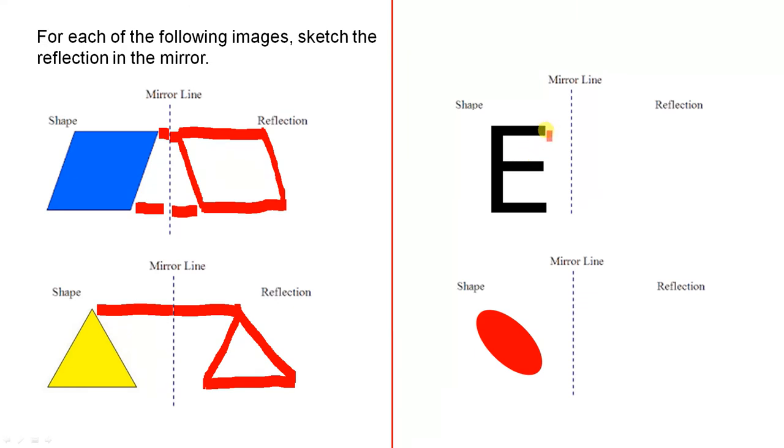Let's see if we can do the letter E. That distance is about there. This one here is about there. And this one here is about there. Now the length of the E, see if we can approximate that. That looks pretty close, doesn't it? So we come down here, we go across there, and there's our reflection.